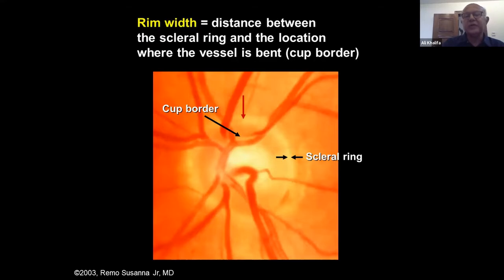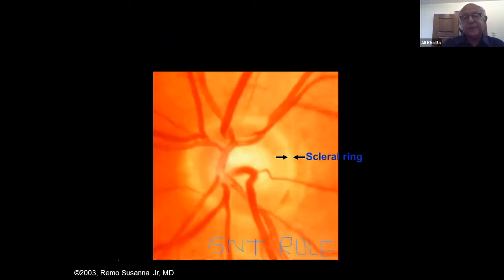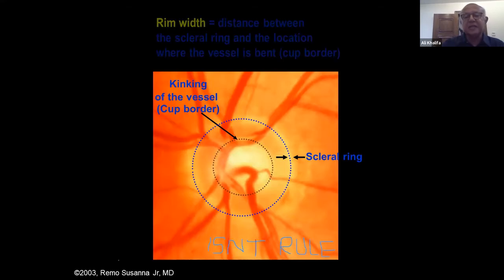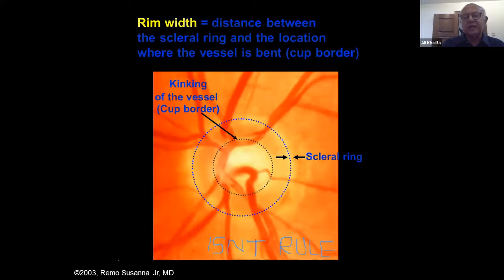Therefore, the rim width is the distance between the scleral ring and the location where the vessel is bent. That is the cup border. This is the rim width in the optic disc. They differ in size. Here, that's the scleral ring. That is the kinking of the blood vessel. That is the cup border. And that's the rim width inside the optic nerve head.